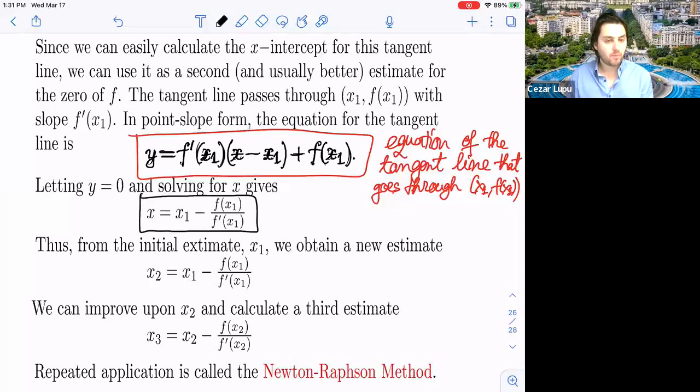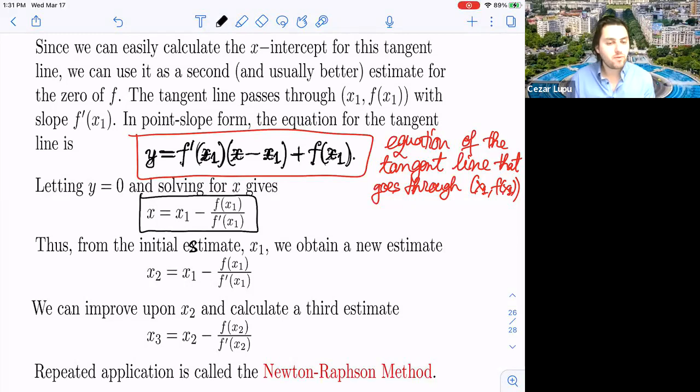And thus, from the initial estimate, sorry about that, for the initial estimate x1, we obtain a new estimate, x2. So x2 will be x1 minus f of x1 over f prime of x1. And now we can keep going. We can repeat the process.